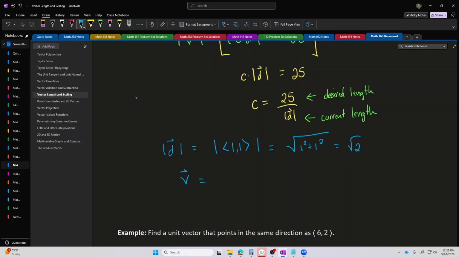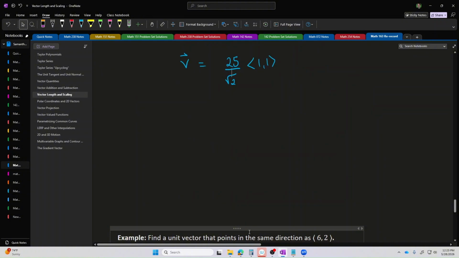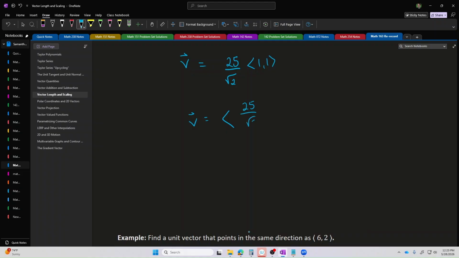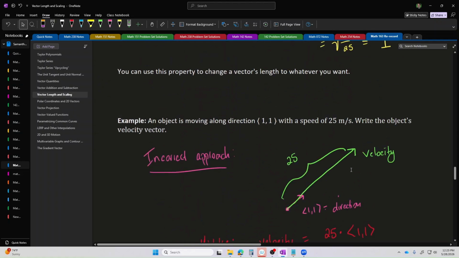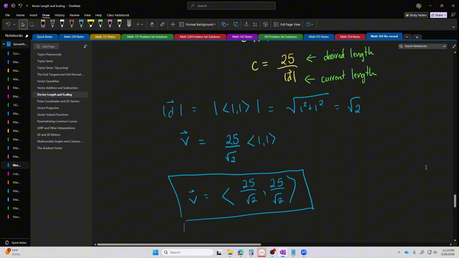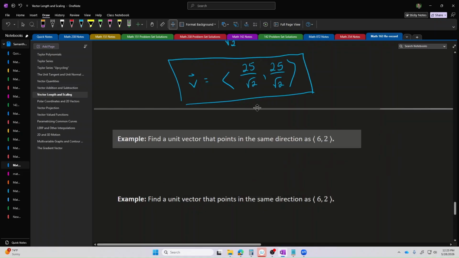And that tells me that my velocity vector should be obtained by taking 1 comma 1, dividing it by the length it has right now, and then applying the length that I want, then applying the 25. So the velocity vector is going to be the vector 25 over root 2 and 25 over root 2. And this vector will point in the correct direction and have a length of 25 units in the end to match the given object's speed. Let's practice this concept several more times.